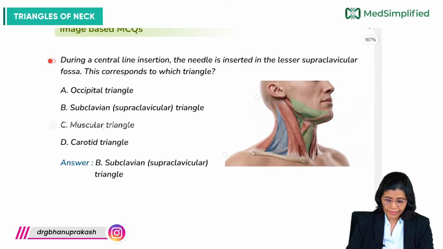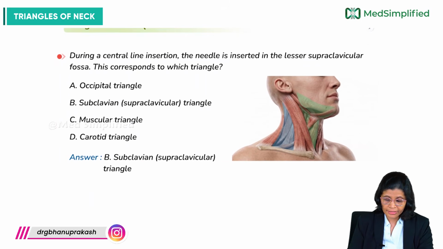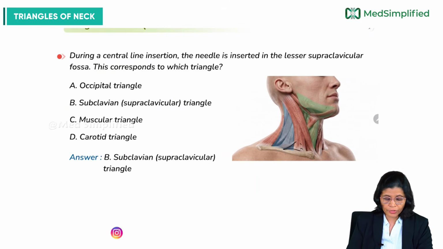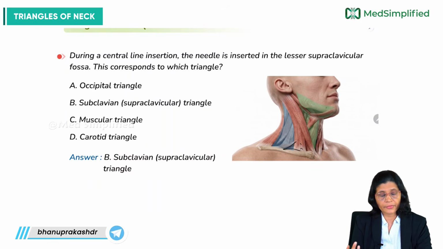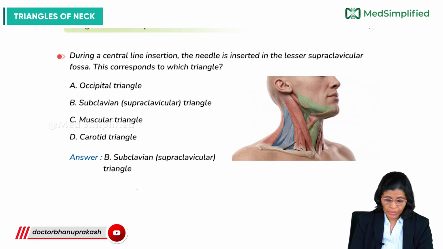Then during a central line insertion, the needle is inserted in the lesser supraclavicular fossa, so it is in this region. This corresponds to which triangle? Usually we insert the central line there, and it has to go to the right atrium. So we insert through the subclavian vein, then the brachiocephalic vein, then the superior vena cava, which opens into the right atrium. So it is basically the subclavian triangle, which is the right choice.